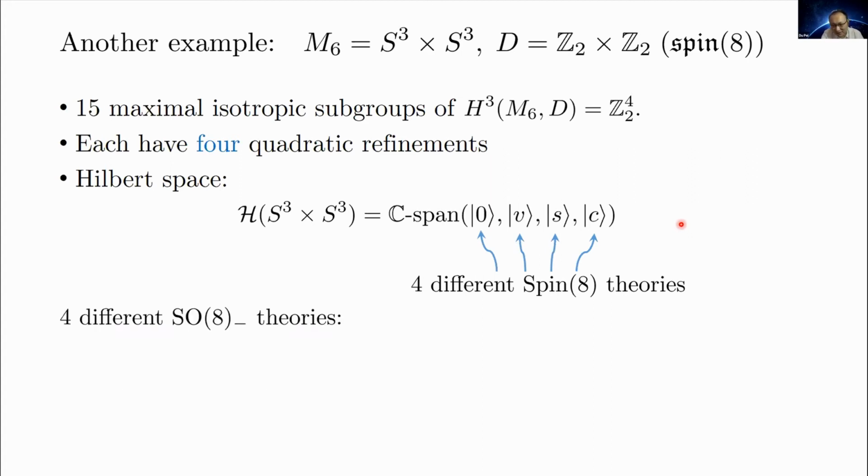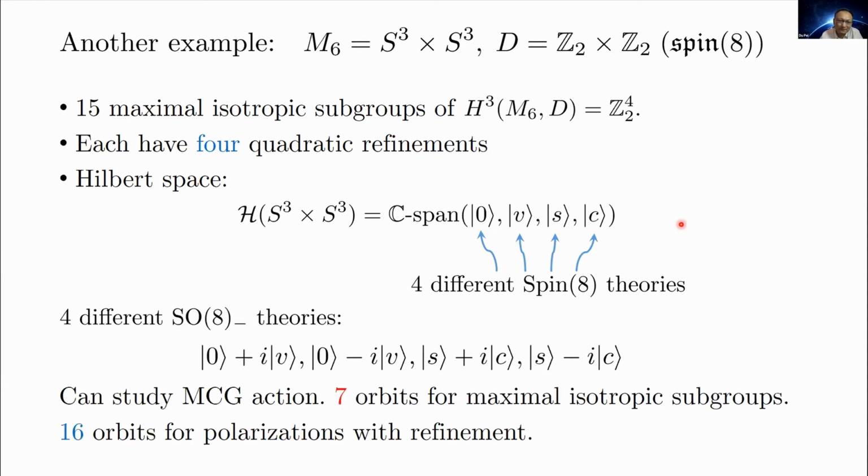And similarly, there will be 4 different versions of SO8 minus theories given by these 4 different vectors. And again, one can study the mapping class group action. There will be 7 orbits for maximal isotropic subgroups, and there will be 16 orbits for polarizations after the quadratic refinement.